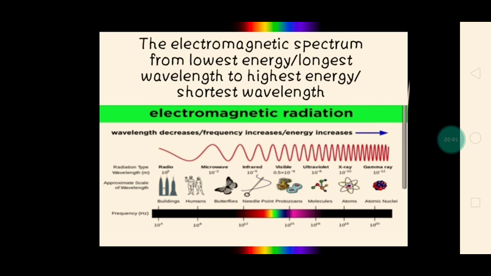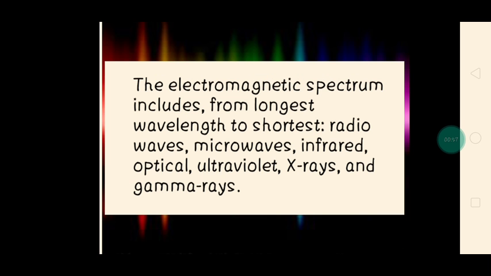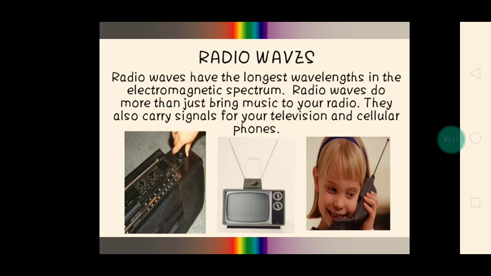The other types of electromagnetic radiation that make up the electromagnetic spectrum are microwaves, infrared light, ultraviolet light, X-rays, and gamma rays. This image shows the electromagnetic spectrum from lowest energy that has the longest wavelength to highest energy that has the shortest wavelength. The electromagnetic spectrum includes, from longest wavelength to shortest, radio waves, microwaves, infrared, optical or ultraviolet, X-rays, and gamma rays.